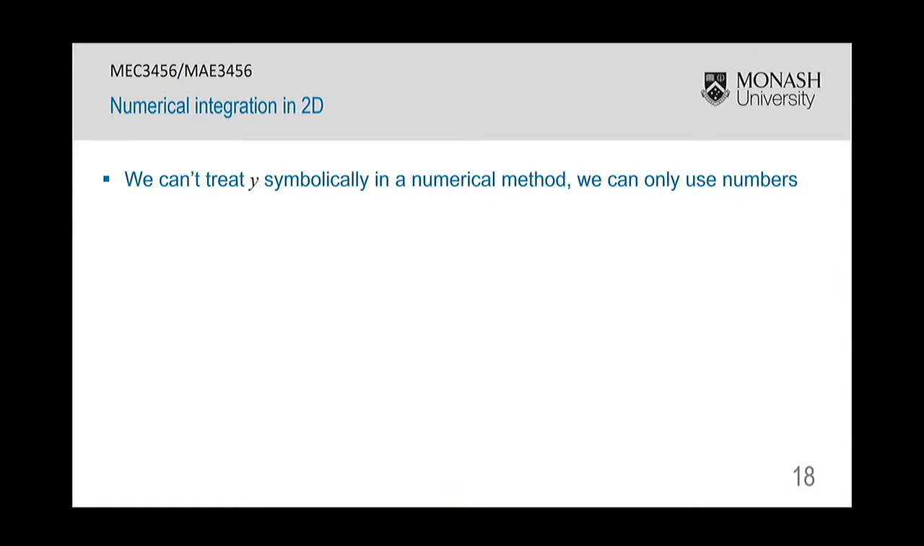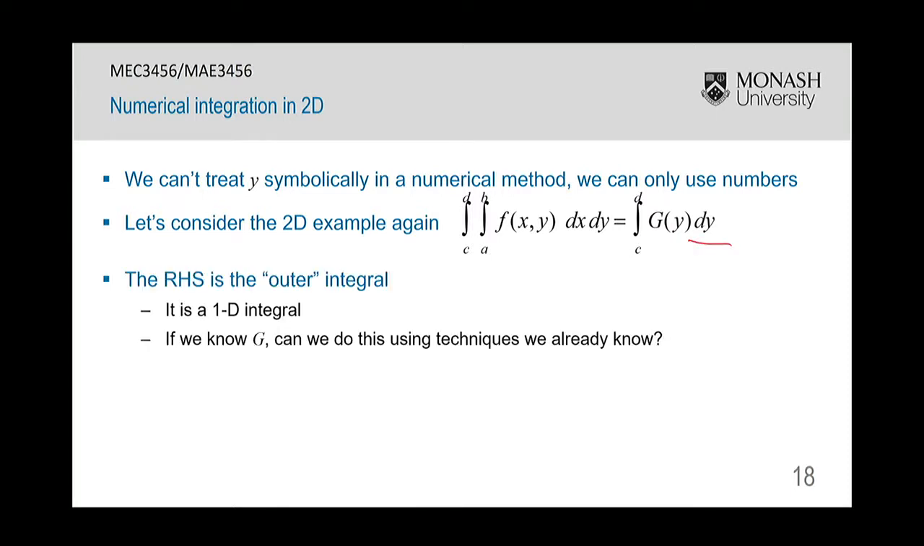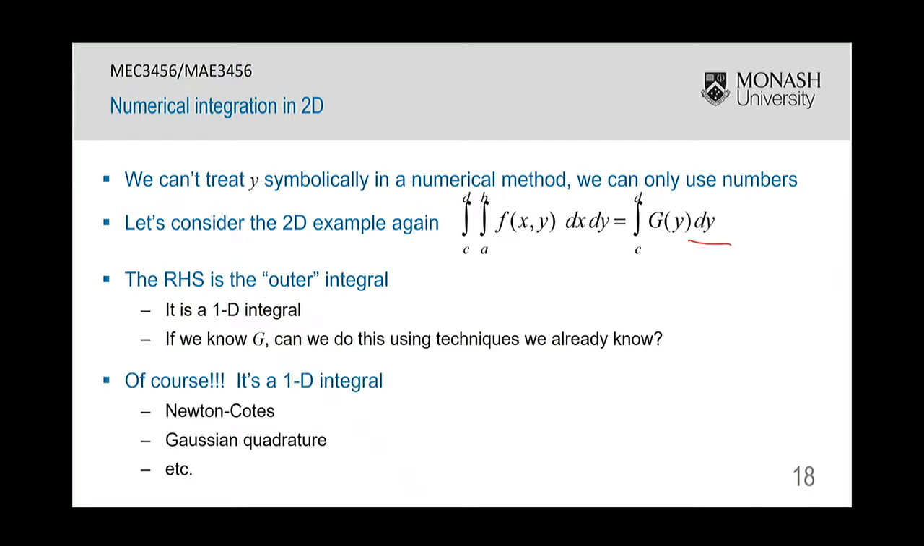Because we can't treat y symbolically, we can only use numbers in a numerical method. So let's go back and look at the two-dimensional example again. Remember, this is the 1D integral already calculated in x. The right-hand side is the outer integral. It's a 1D integral. Provided we know g, can we estimate this integral using techniques that we already know? Of course we can. It's a one-dimensional integral, so we can use Newton-Cotes, Gaussian quadrature, anything we like. We'll look in a little more detail in the next short video at an algorithm to actually do this in practice.